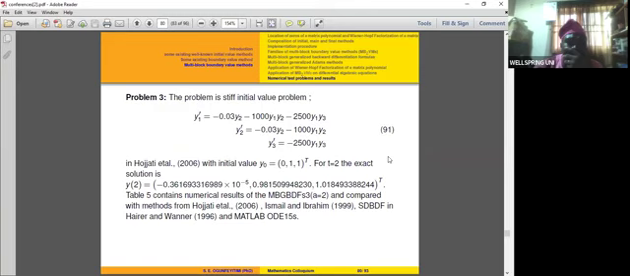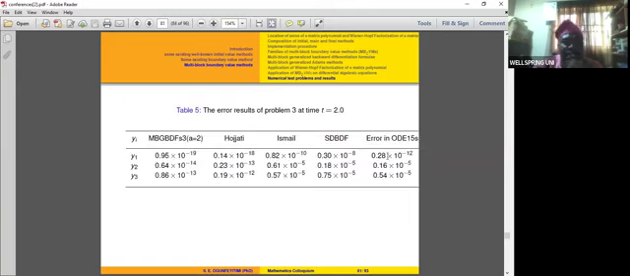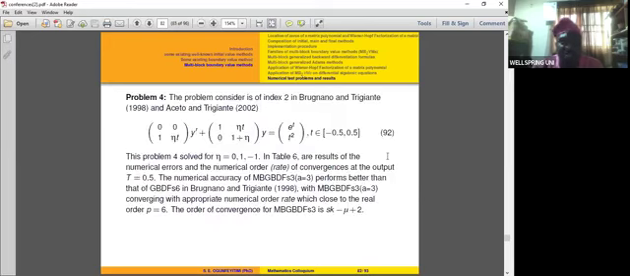Then we also apply it on problem 3, which is taken from Ojati et al. 2006. The results are presented in table 5. To watch it, when we use the case of A equals 2, we compare it with Ojati, Ismail, secondary BDF and Hero in ODE 15S. You see that the method performed better than the other methods of the same order.